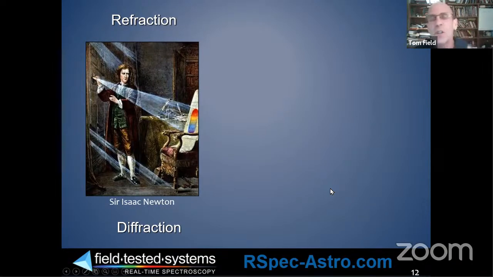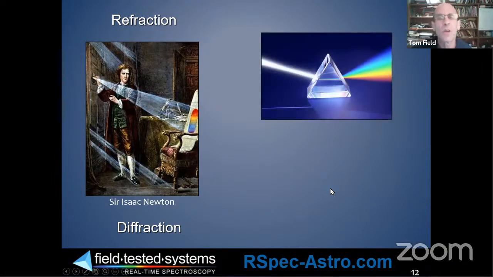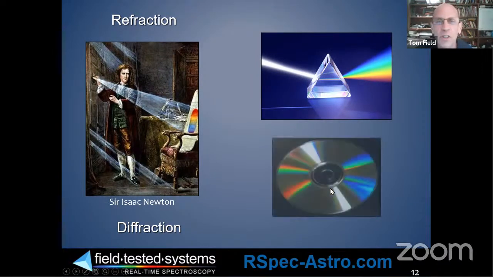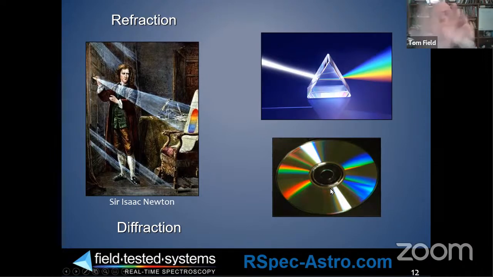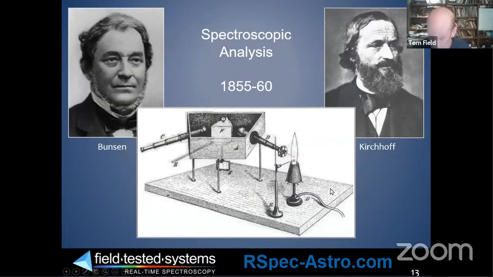So Sir Isaac Newton, of course, discovered that we could pass light through a prism and split it into its component colors. We can also bounce it off of a DVD, a finely lined surface like a DVD, or even pass it through a ruled piece of glass called a diffraction grating. Bunsen was the first person to actually systematically study spectra. He burnt samples in a flame and he put the light through a prism and he looked at the results.